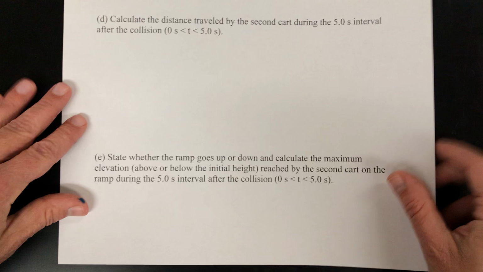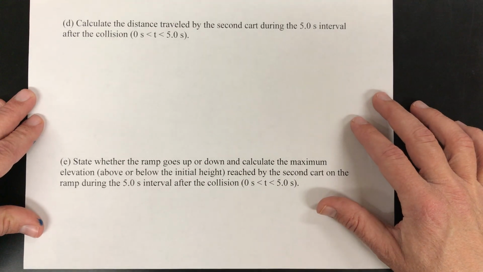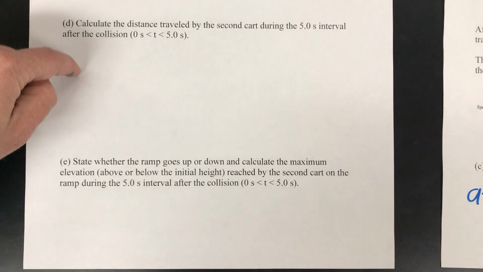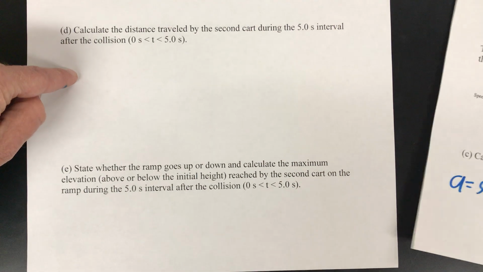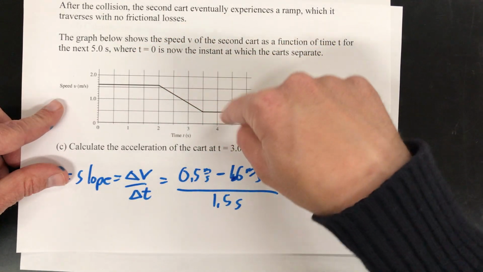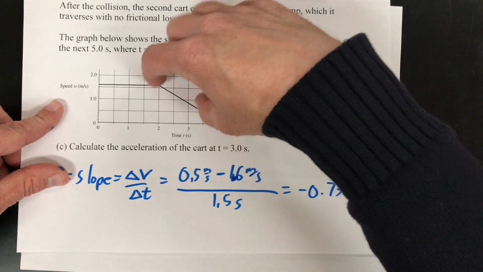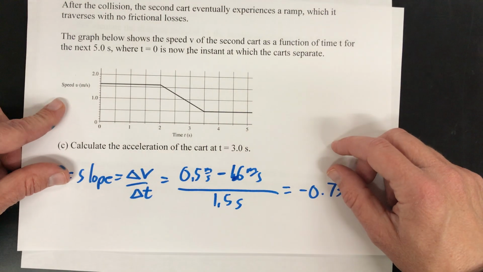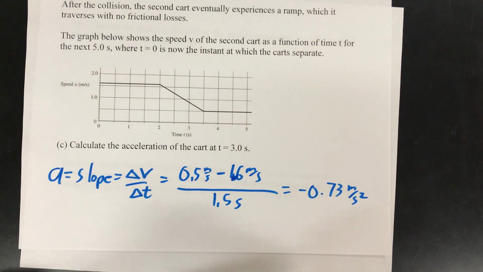It says calculate the distance traveled by the cart during the 5-second interval during the collision. There's multiple ways that you can do this. You can bust out some of your kinematics. The only thing about doing it with kinematics is you got to realize that you'll have different equations for each part, but that's totally fine. This section's accelerated. These two sections are different constant speeds. So you can use some kinematic equations there. I'm just going to do this.